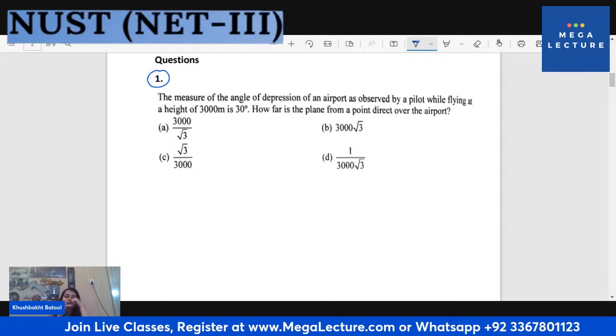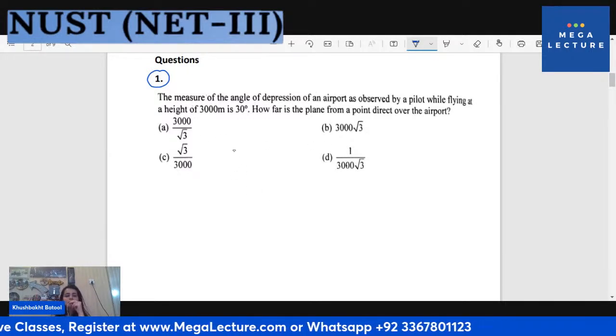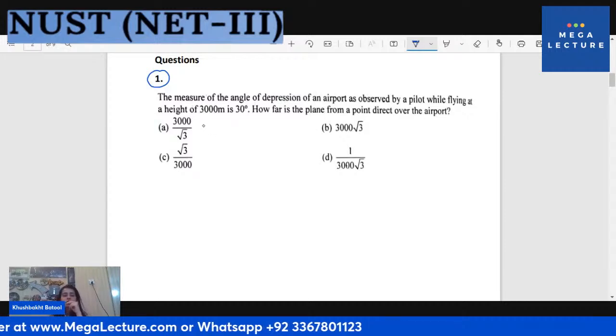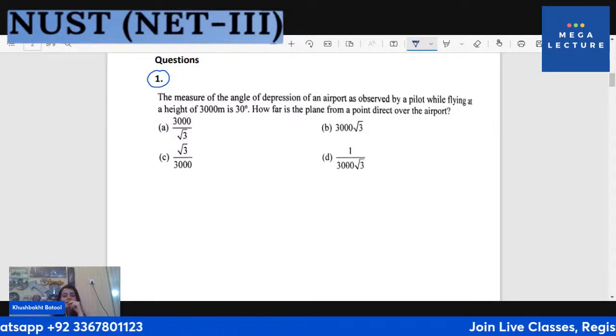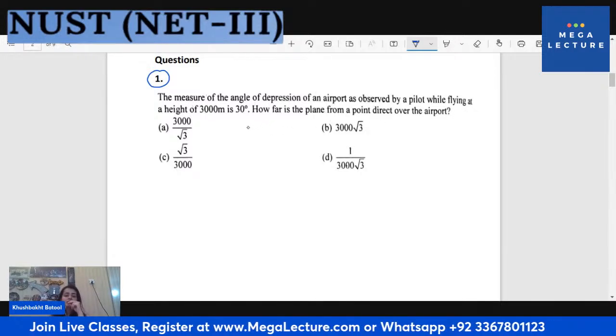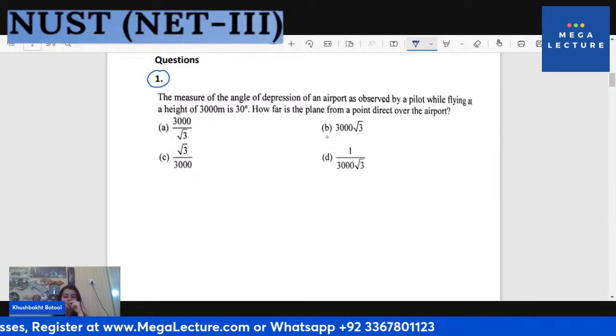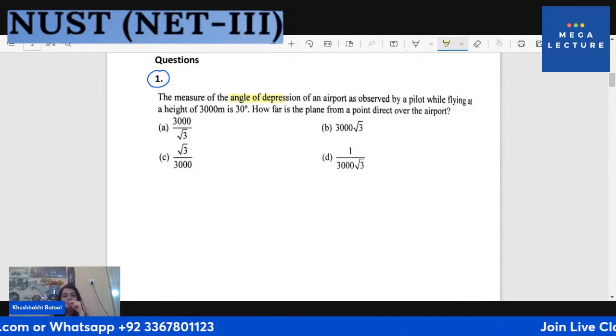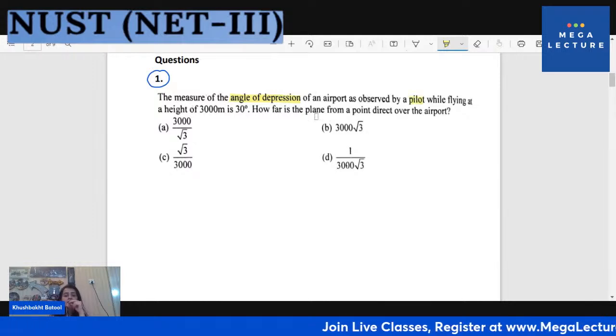This is the very first question from the 12th chapter, applications of trigonometry, and it says the measure of the angle of depression of an airport as observed by a pilot while flying at a height of 3000 meters is 30 degrees. The keywords are angle of depression, observed by a pilot while flying at a height of 3000 meters is 30 degrees.